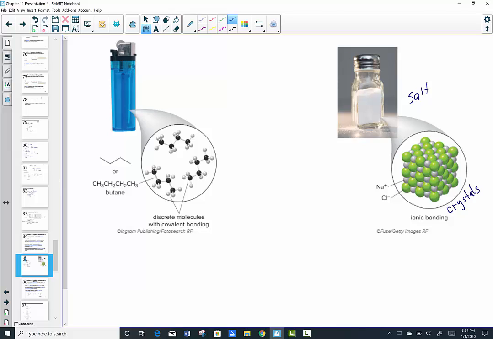And in terms of organic compounds, this is lighter fluid, if you will, inside of a lighter here. And lighter fluid is called butane. And butane is a 4-carbon chain, an alkane functional group. Alkane, in terms of butane, is a liquid at room temperature. And you can see just discrete molecules that are separated in terms of distribution inside of that container.